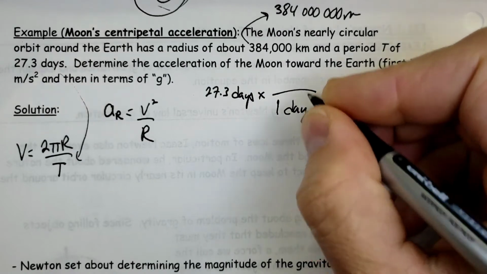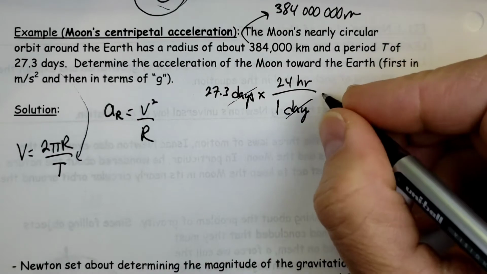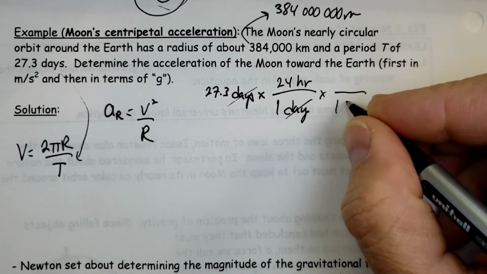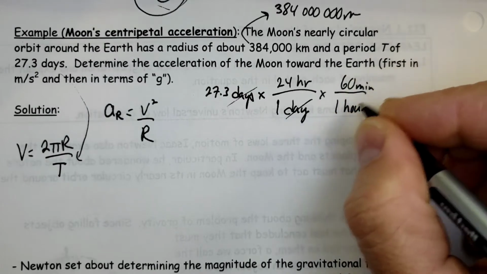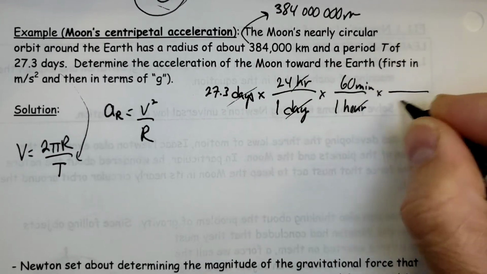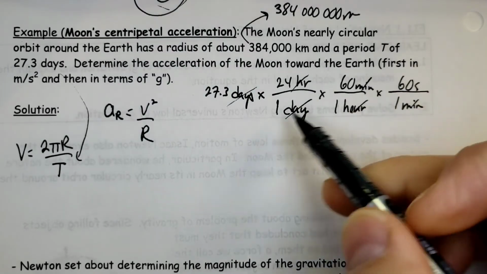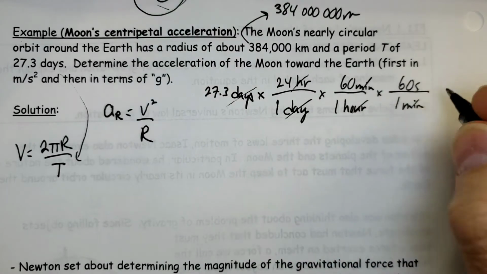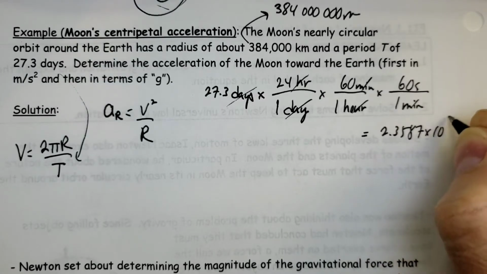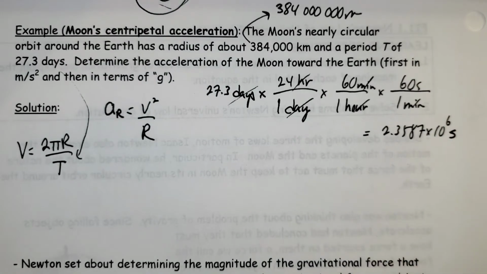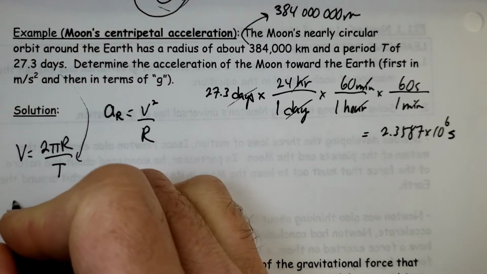1 day is 24 hours. So days cancel. Then of course 1 hour is 60 minutes. And of course 1 minute is 60 seconds. So using these conversion factors here, we can change days into seconds. And that works out to be 2.3587 times 10 to the 6 seconds. So 2.4 million seconds. So we can go back, put that into here.